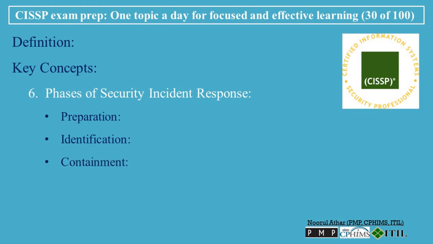Containment. Implement immediate measures to limit the spread and impact of the incident. For example, disconnecting affected systems from the network or blocking malicious traffic. Eradication. Remove the root cause of the incident, such as eliminating malware, closing vulnerabilities, or removing compromised user accounts. Recovery. Restore normal operations by repairing systems, restoring data from backups, and validating the integrity of affected systems.